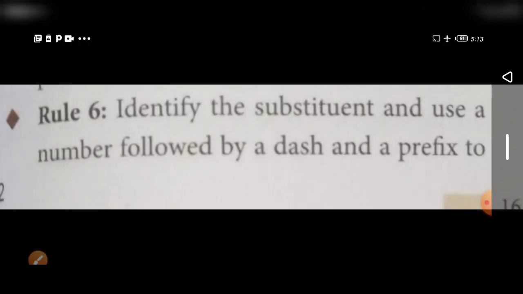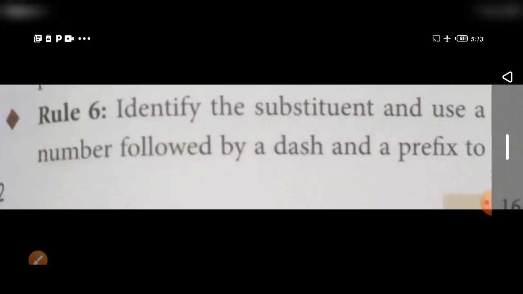Next, identify the substituent and use the number followed by a dash and the prefix. That also I explained before. Just specify its location and identity. Okay, that's all students. This will be completed today. The session will be over. Tomorrow we will meet.